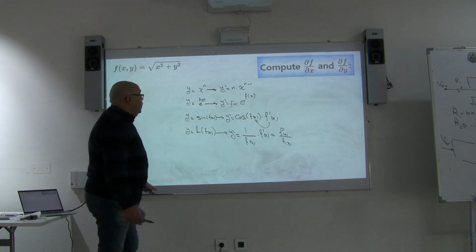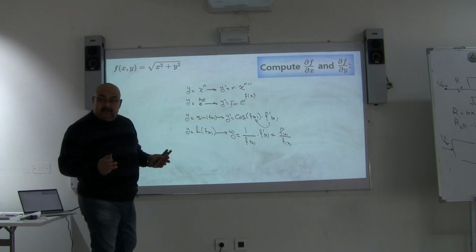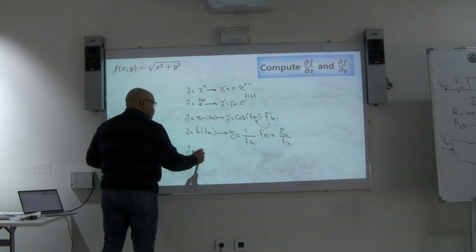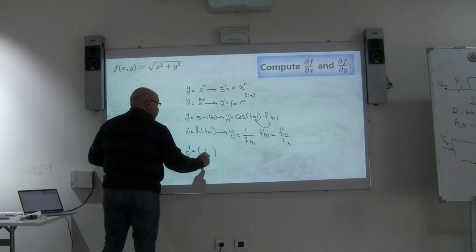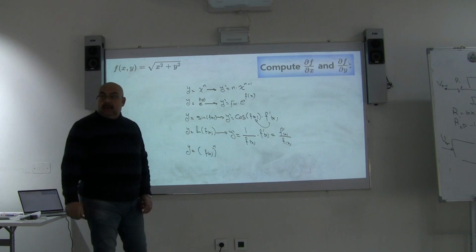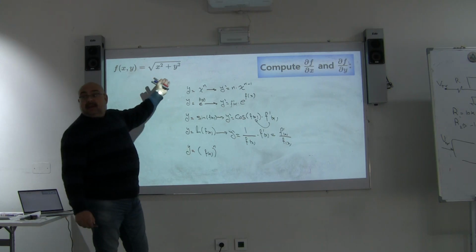One of the things I always need is, if I have y equal to f of x, but to the power of n, which is like this.